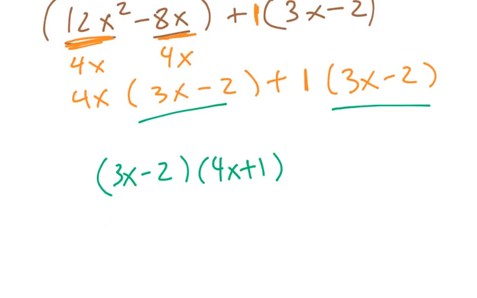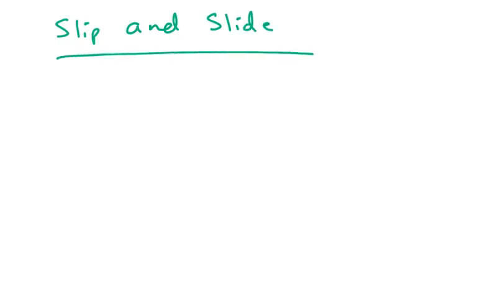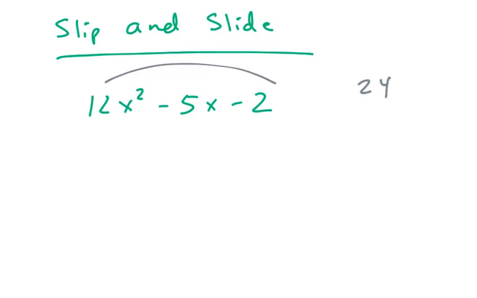Okay. Now there's another method called the slip and slide. And some of these have multiple names, so you may know these methods by a different name. The slip and slide method is a variation of the AC method. So again, we start the same problem off with 12x squared minus 5x minus 2. And we do the same thing as with the AC method. We say 12 times 2 is 24. Now, though, we rewrite it as x squared minus 5x minus 24. By the way, when I say 24, I mean negative 24.